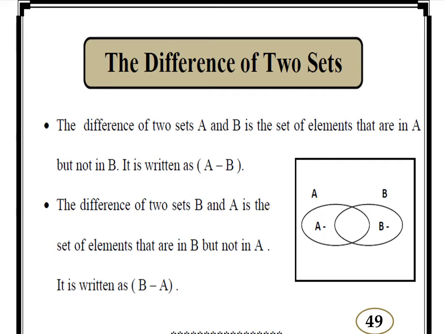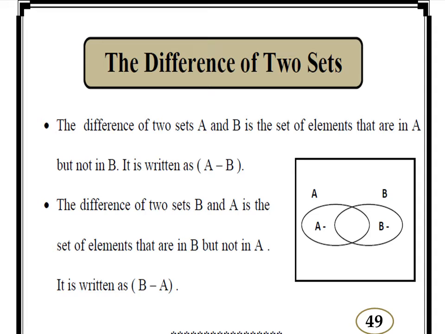First, this is an explanation of what we mean by the difference of two sets. The difference of two sets A and B is the set of elements that are in A but not in B. How do I write it? I write it A dash B or A minus B. As we took before in grade 2, the difference is a word for the subtraction sign, the minus sign. So I can write A difference B this way: A minus B or A dash B.